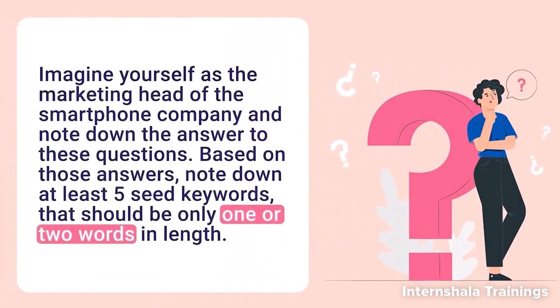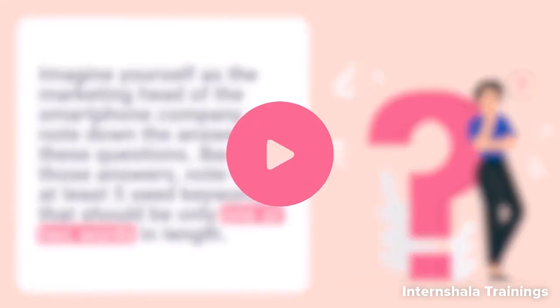So I have an activity for you. Imagine yourself as the marketing head of the smartphone company and note down the answer to these questions. Based on those answers, note down at least 5 seed keywords that should be only 1 or 2 words in length. Good example of seed keywords would be smartphone and budget phone. There's no right or wrong keyword at this stage. We'll find that out only when we research further. So write as many keywords that you find would be relevant for your website. Pause the video and take your time writing them down.